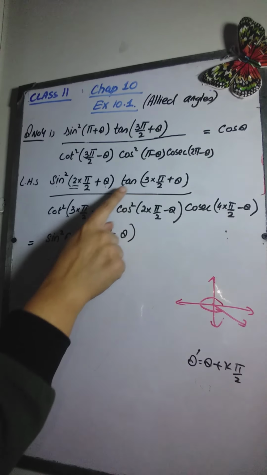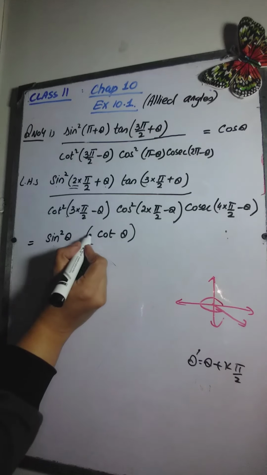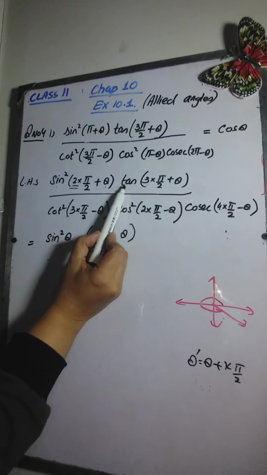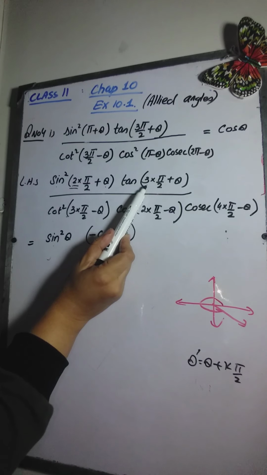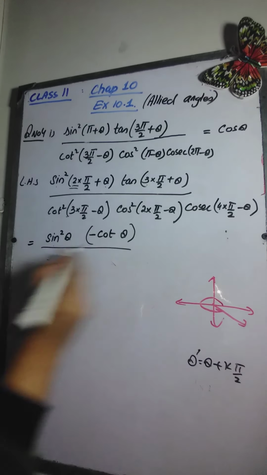Now in the fourth quadrant we know that tangent is always negative, so we are going to put a negative sign over here, because this is an angle in the fourth quadrant, and tangent of all angles in the fourth quadrant is always a negative number.